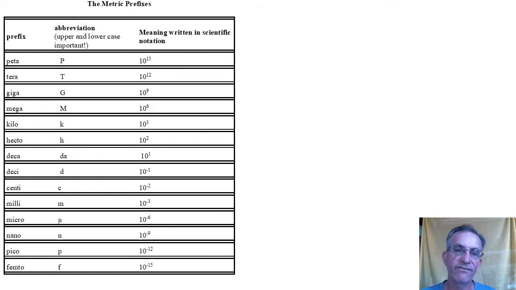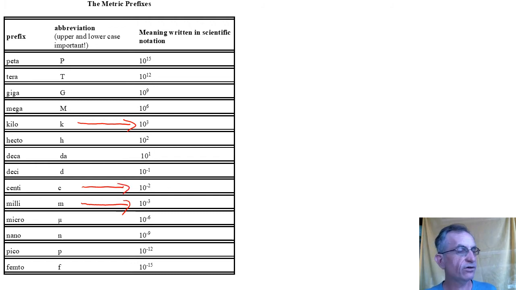So a metric prefix is basically another way of telling you a number 10 to the something, an exponential number. So some of these you might have heard of before. For example, milli means 10 to the minus 3. Kilo is the metric prefix that means 10 to the positive 3. Centi is a prefix that means 10 to the minus 2.